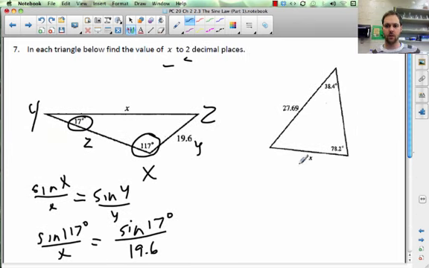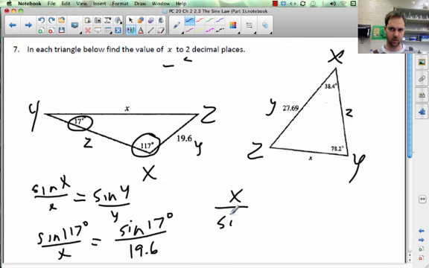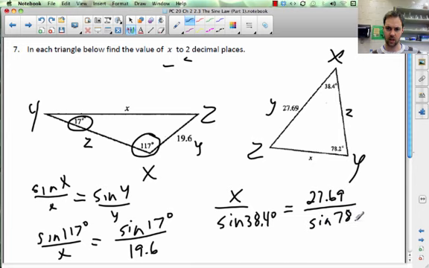Okay, so now the next one, again, we want to solve for x. This one we have to call x. We could call this y and this z, which means, again, we have big Y and little y. So x over sine 38.4 degrees. Again, we know we can take the sine of this because it has a little degree symbol. Equals y, which is 27.69 over sine 78.2.